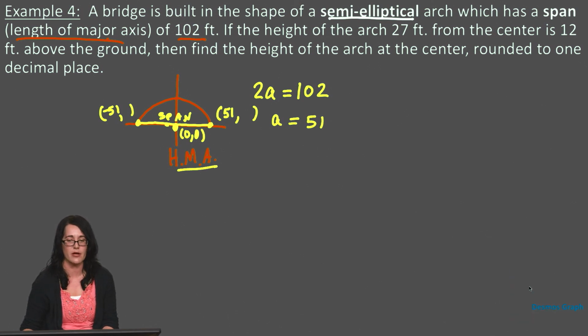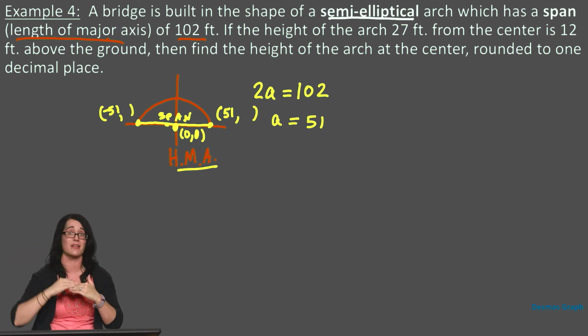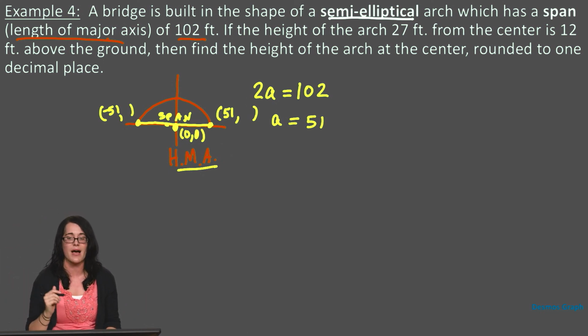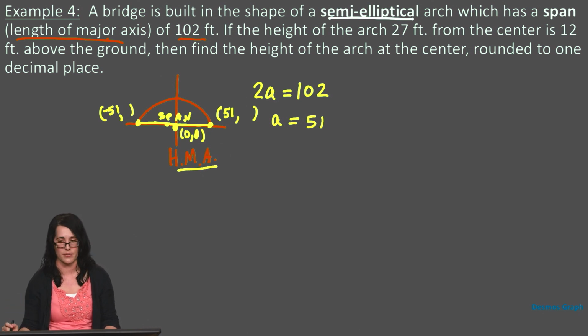Okay? What else do they tell me? Sentence 2. We only know one sentence. If the height of the arch, okay, got to read carefully. Now, it might be telling me the height from the center. It might be telling me the height somewhere else, because at different points, it has a different height, right? It says if the height of the arch 27 feet from the center is 12 feet above the ground.